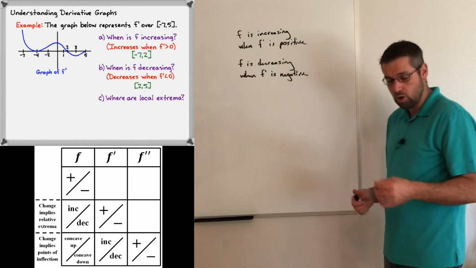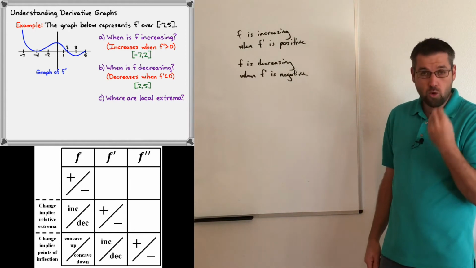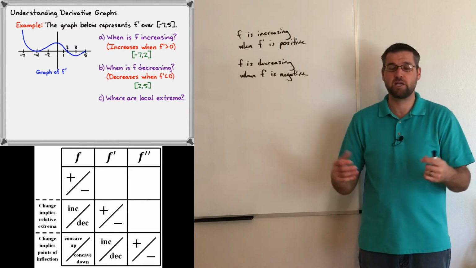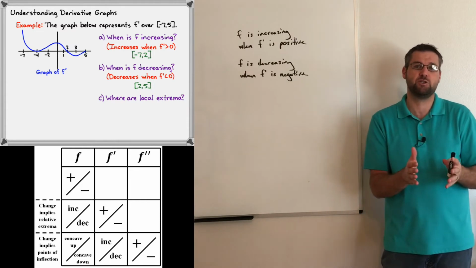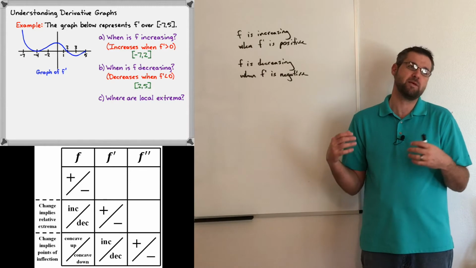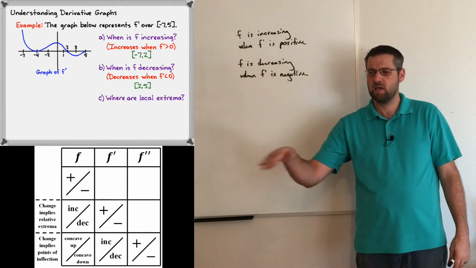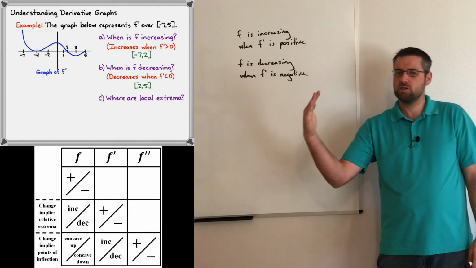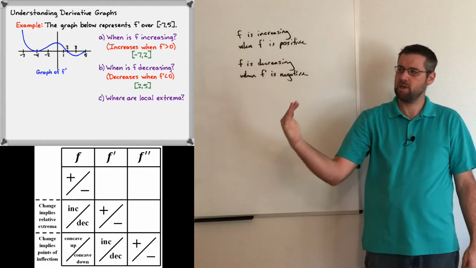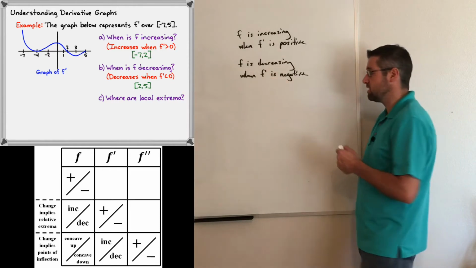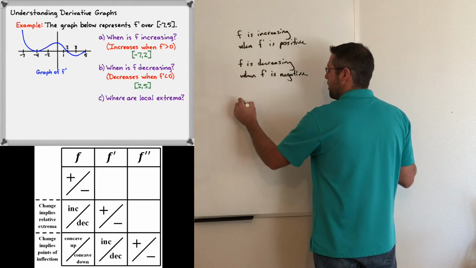We're looking for local extrema. Well, local extrema occur when a function changes direction. When f changes direction, we have a local extrema. Maybe it's a local minimum or a local maximum, but we have a local extrema. So think about this. If f is changing direction from increasing to decreasing, we'll have a relative maximum. But let's see what that looks like in terms of the f prime graph.